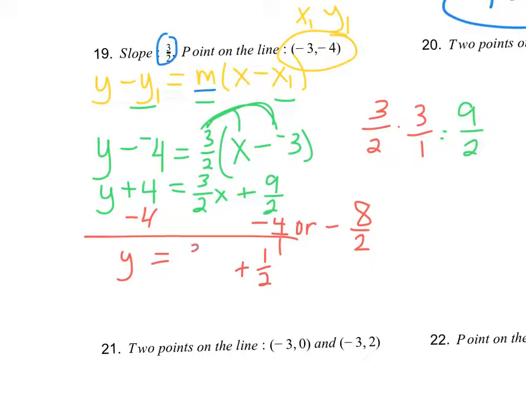And so bring down the 3/2 x. And there is my slope-intercept form. y equals 3/2 x plus 1/2. Okay.